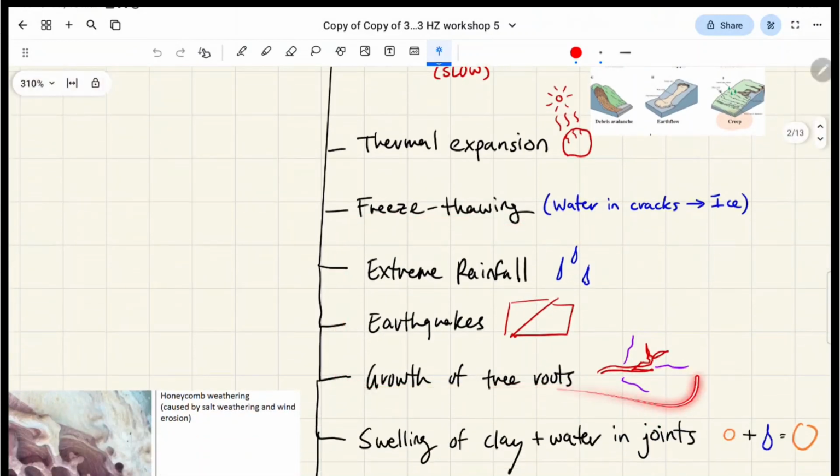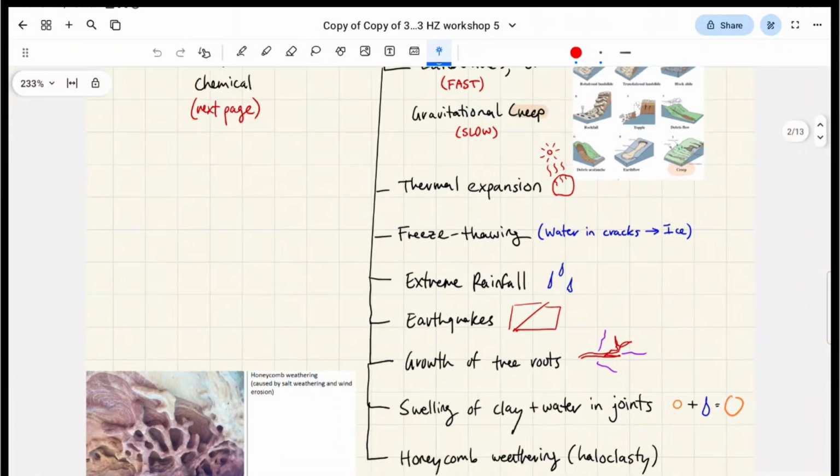These next few are fairly intuitive, so I haven't done much except draw a little picture to describe them. Extreme rainfall: we've talked about rainfall being a type of mechanical weathering before, but extreme rainfall is just like that, but at a much faster rate. Earthquakes, you can imagine, are going to cause all sorts of mechanical weathering. Growth of tree roots, same thing. Tree roots can, over time, grow and damage rocks and cause cracks in them, which is what weathering is.